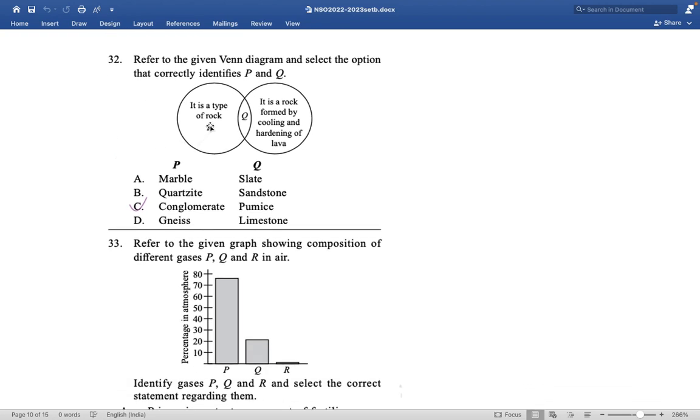According to the given Venn diagram, P is a rock that is not formed by cooling and hardening of lava. So P could be a sedimentary or a metamorphic rock. Conglomerate is a sedimentary rock and Q is an igneous rock. So it could be pumice. Marble, quartzite and gneiss are metamorphic rocks. Slate, sandstone and limestone are sedimentary rocks. So C is the correct answer.